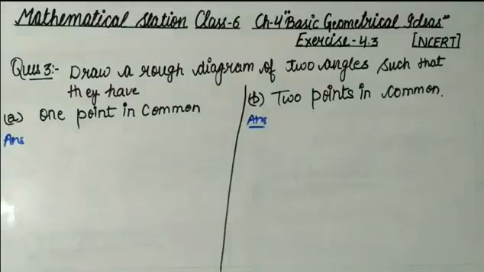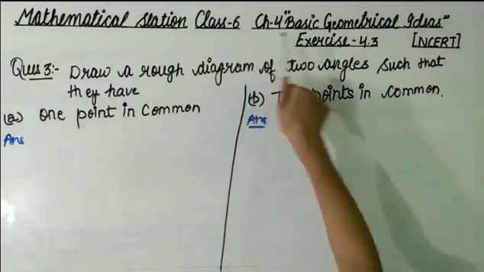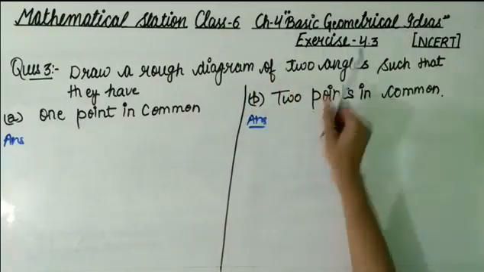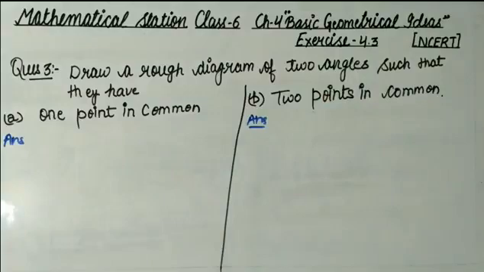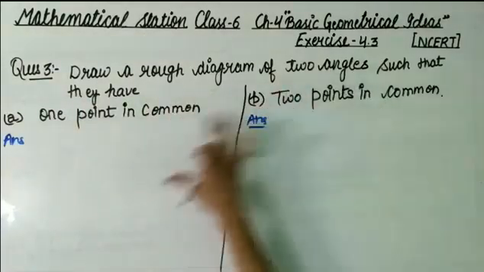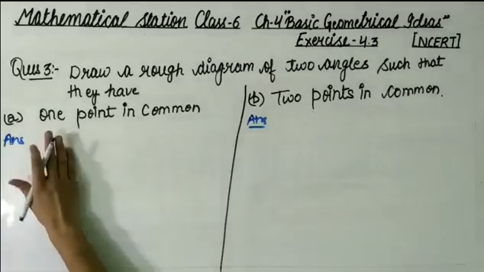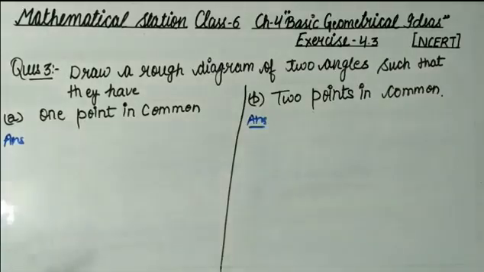Now, student, our question number 3 of chapter 4 exercise 4.3 is: draw a rough diagram of two angles such that they have... Now, here we have to draw a diagram where there will be two angles with one common point. Now, let us draw a diagram.